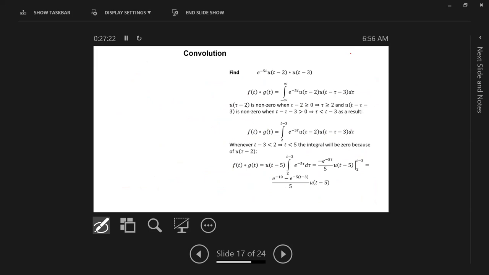We expect you to know how to integrate basic functions like x to the p, where p is any number, e to the pt, sine pt, cosine pt. We don't really expect you to know anything much more complicated than that. So if you know how to integrate these canonical functions, you should be okay. So this is not a Calc 2 class. What's new here is setting up these convolution integrals and making sure you have the limits correct.